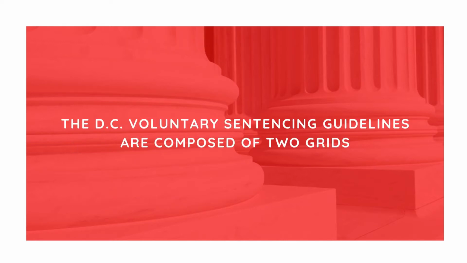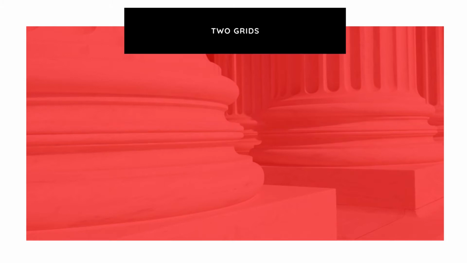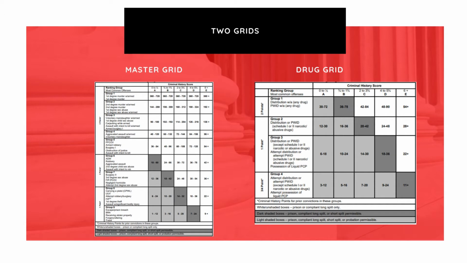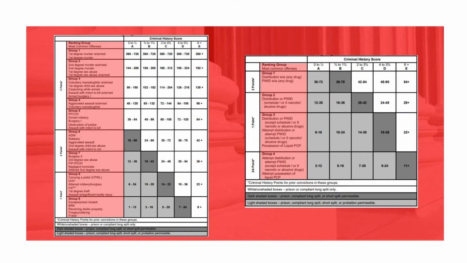The DC Voluntary Sentencing Guidelines are composed of two grids which provide judges with felony sentencing recommendations. These grids are called the Master Grid and the Drug Grid. In our next video, we will do a deeper dive into these two grids. These grids calculate sentencing recommendations based on the severity of the offense committed and the criminal history of the individual being sentenced. Let's get started.